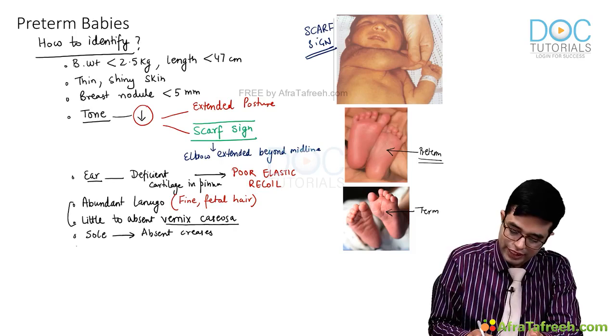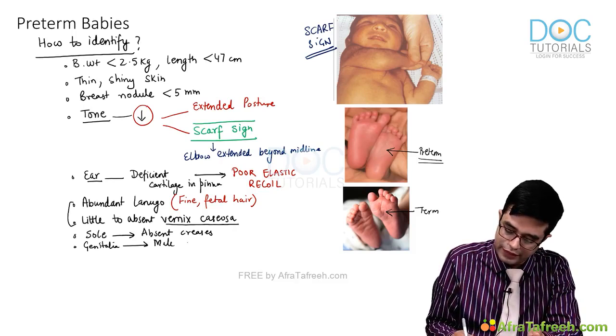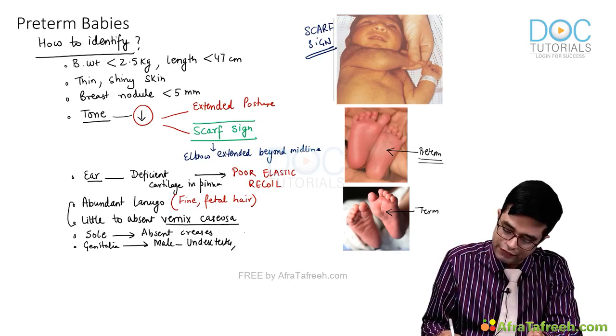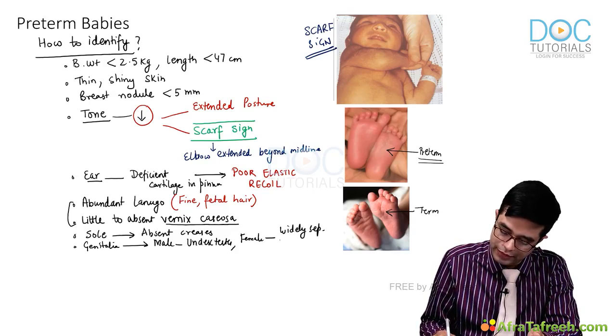And finally, we look at genitalia. Male babies will have undescended testes and female babies may have widely separated labia majora.